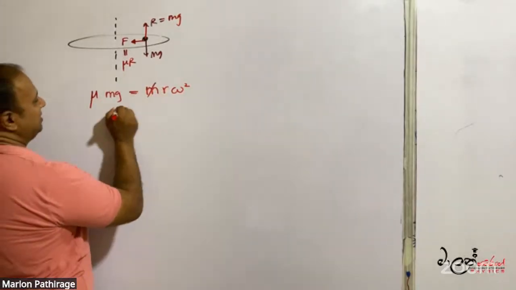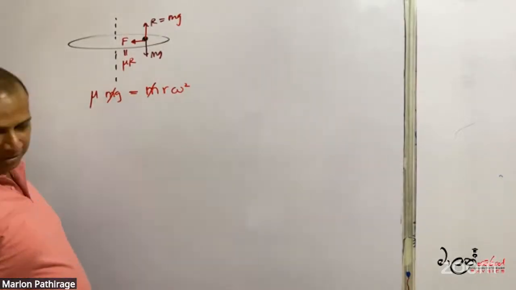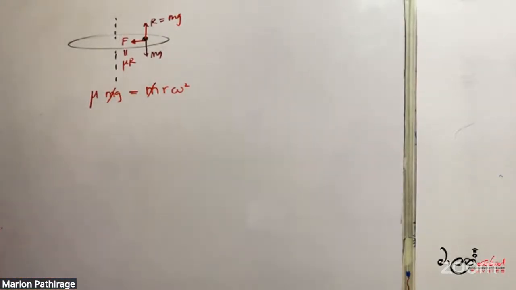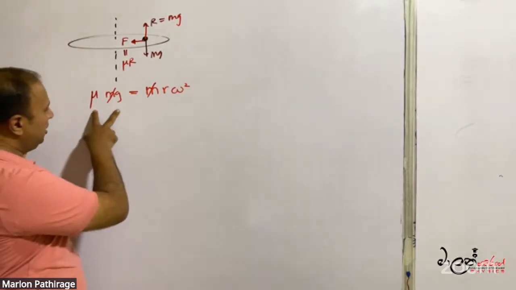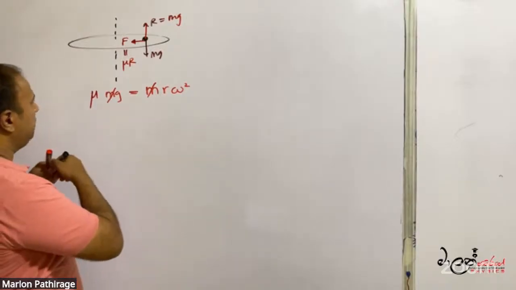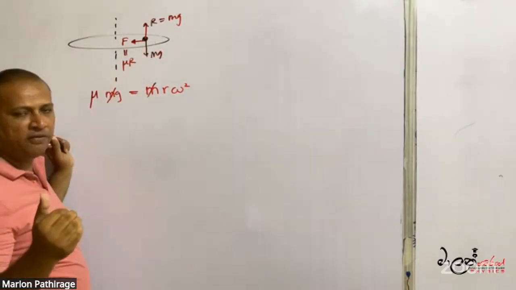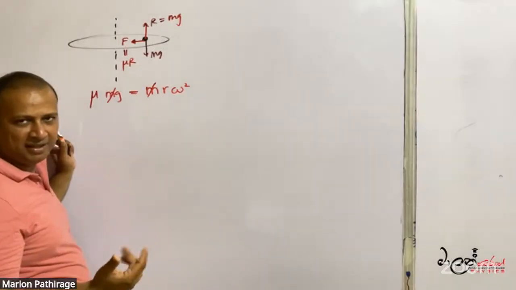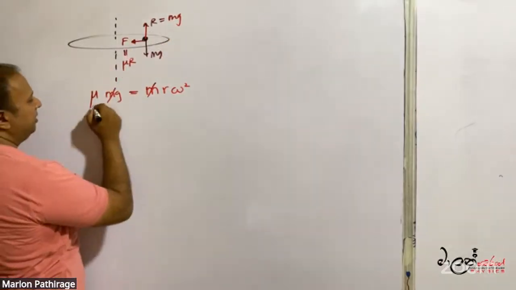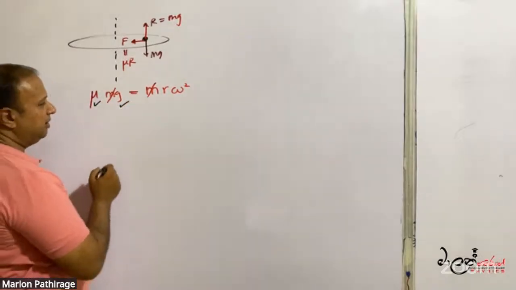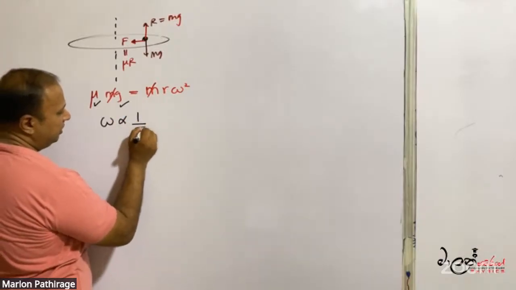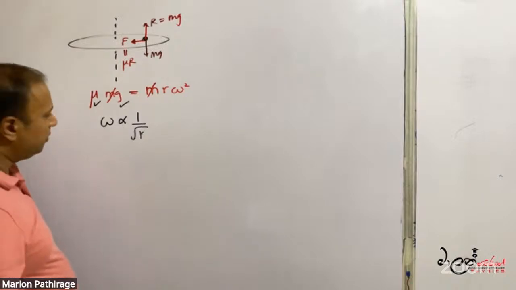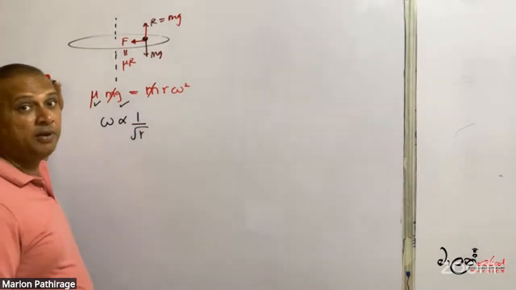Therefore, m will be cancelled out. Then now R is doubled, that is the only thing. Mu g is a constant. Mu is the coefficient of friction, which is a constant for this table, and g is a constant. Therefore, omega depends on 1 over root r. May I repeat again? Omega depends on 1 over root r.